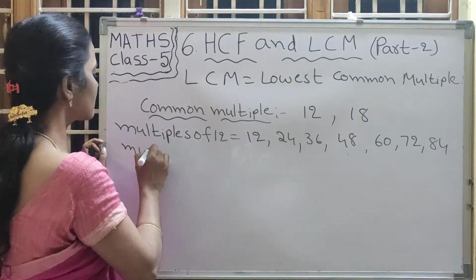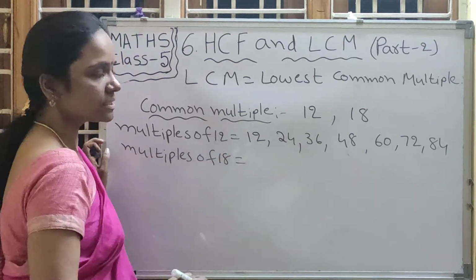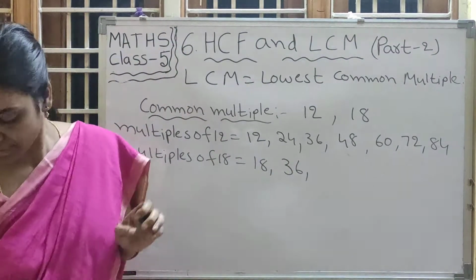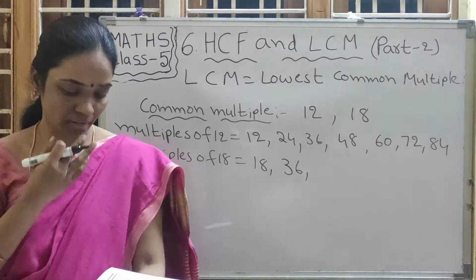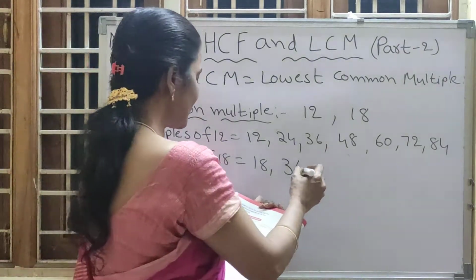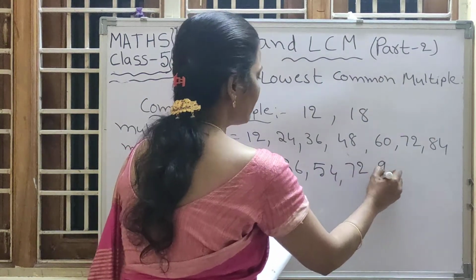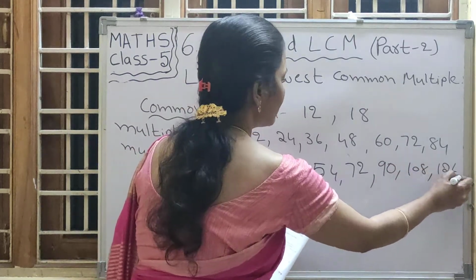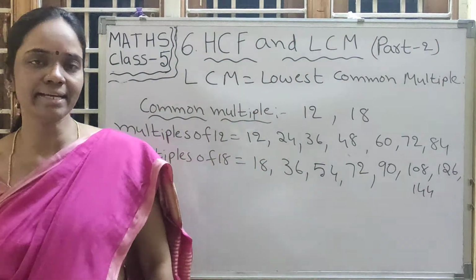Next, common multiples of 18. First 8 write down, children. 18 ones are 18, 18 twos are 36, 18 threes are, how much, children? 18 threes are, yes, we will check just. 18 ones are 18, 18 twos are 36, 18 threes are 54, 18 fours are 72, 18 fives are 90, 18 sixes are 108, 18 sevens are 126, 18 eights are 144. Enough. Only 8 I am taking here.